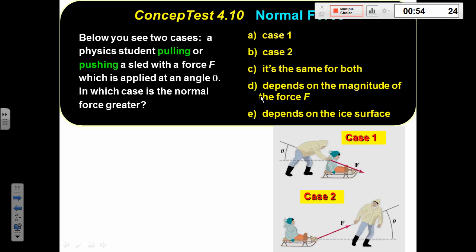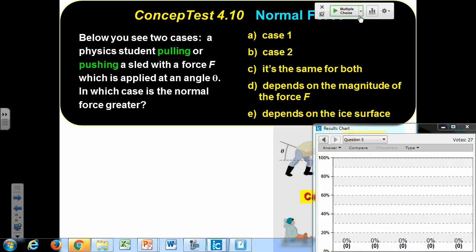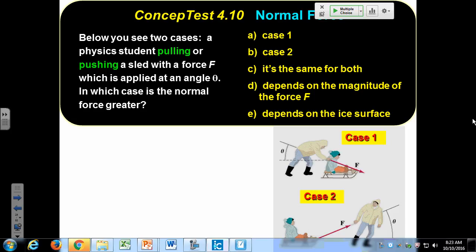All right, just a few more seconds. I'll stop at 1 minute. Okay, good. In case number 1, it is greater. It's because the force that you're pushing down with has a component in the y direction, Fy, and that contributes to the normal force. And then you also have Fwy. So you have two forces that are pushing down, the weight and you pushing down.